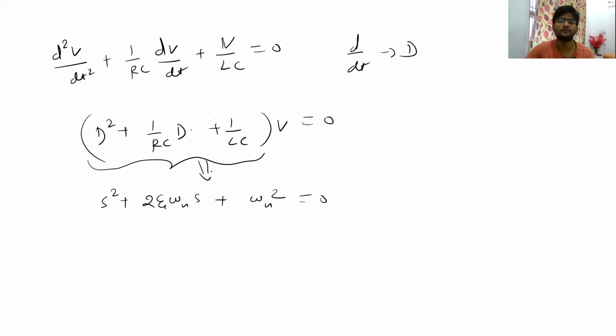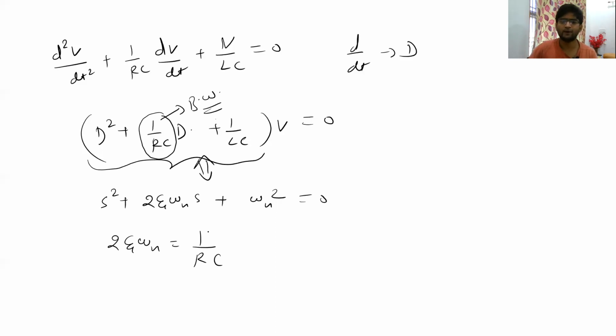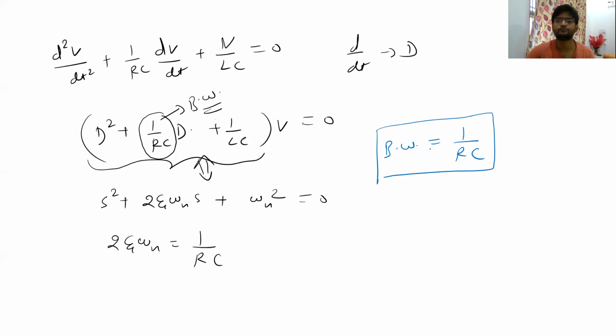And if you compare these two equations, you will get 2 zeta omega n as 1 upon RC. Remember, the coefficient of the D or d/dt term is basically the bandwidth of the particular circuit. So in this case, this 1 by RC term is going to be your bandwidth. So let me write it here: the bandwidth of a parallel RLC circuit, case 1, is 1 upon RC. Remember this, it is in radians per second.